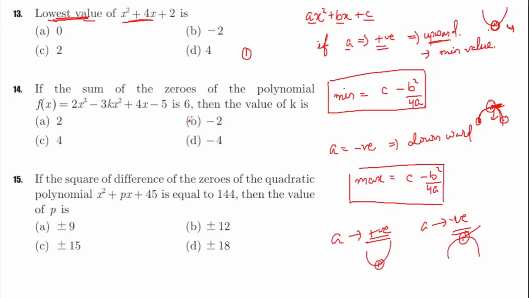So for this question, look at this question, here a is 1, b is 4 and c is 2. Now clearly a is positive. So for the positive value, you will get the lowest value. The lowest value is equal to c minus b square by 4a. Now c is 2 minus b square is 4 square, that is 16, divided by 4 into a. A is 1. Now 4 and 16 will get cancelled. This will give you 4. Now 2 minus 4 and the answer is minus 2. So I hope this concept is clear to you.